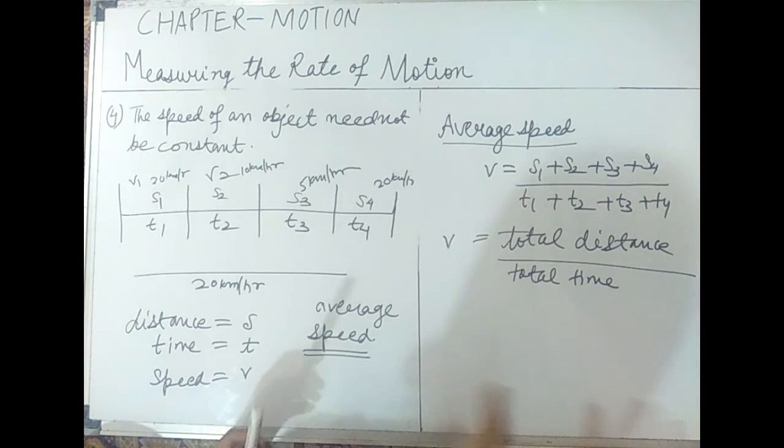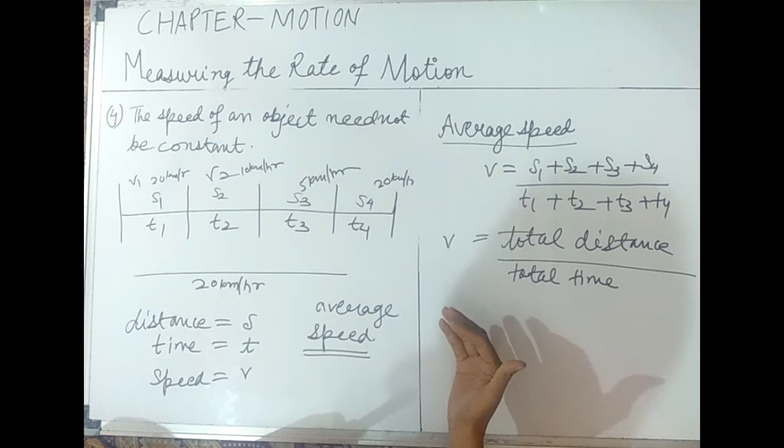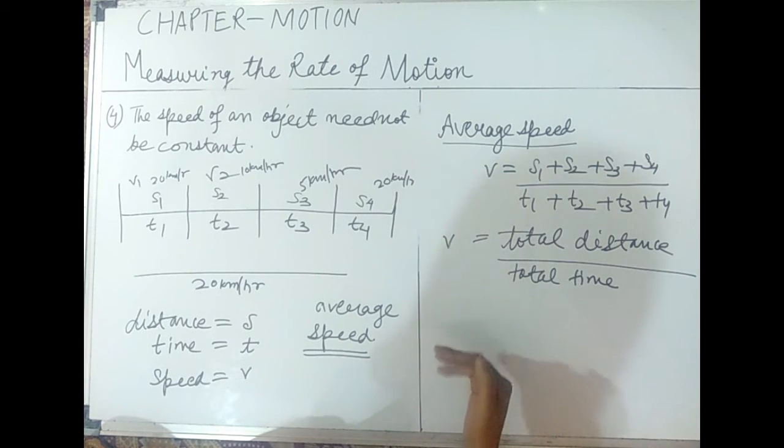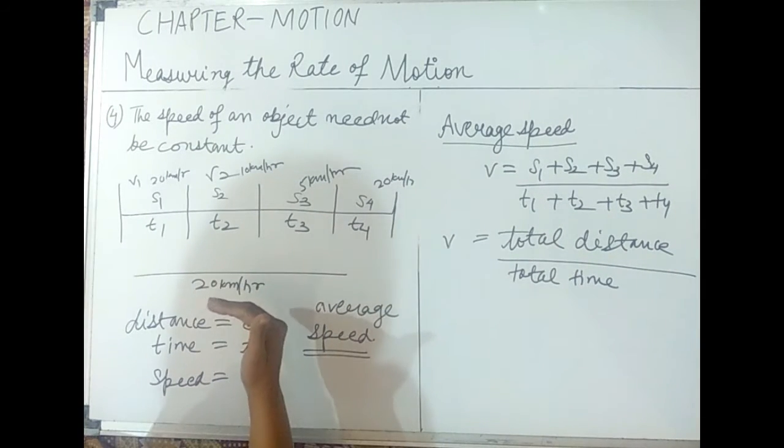So this is all about speed. We have discussed the SI unit of speed. The unit is meter per second, centimeter per second and kilometer per hour. We have discussed average speed here.